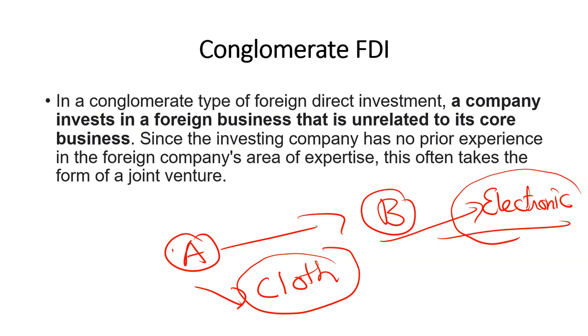Horizontal and vertical: vertical means at two different levels of the supply chain, but in case of horizontal, they will be at the same level. Remember this point too. Then in case of conglomerate type of investment, the investment is done in a business that is unrelated to the core business. Okay.